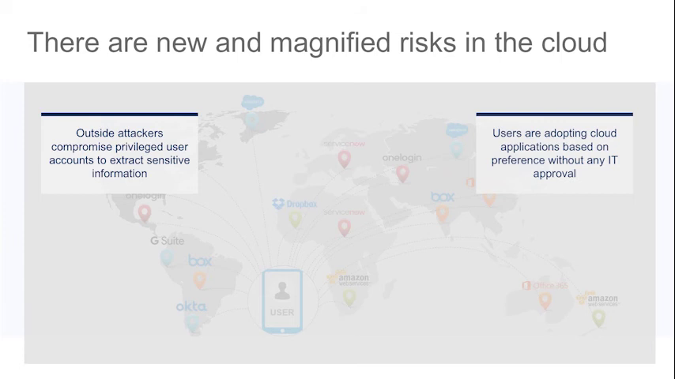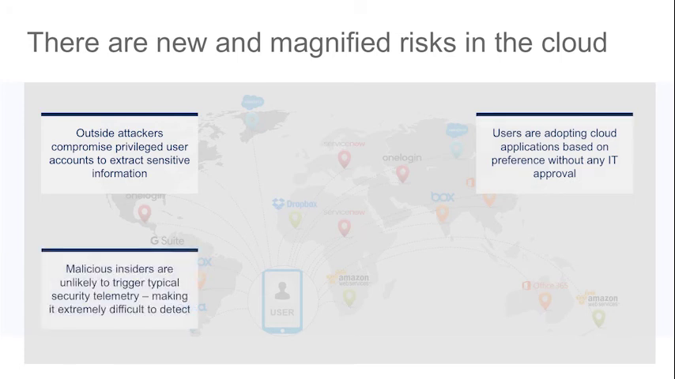Users are adopting cloud applications based on personal preference without IT approval. The real danger to an organization, however, is shadow data. Malicious insiders are unlikely to trigger typical security telemetry, making it extremely difficult to detect.